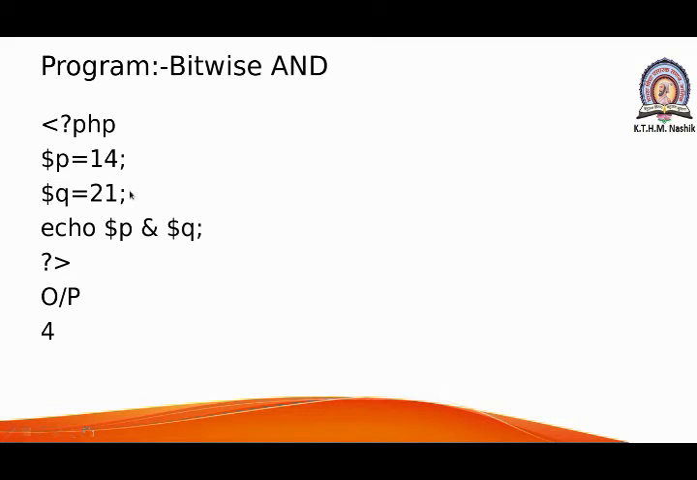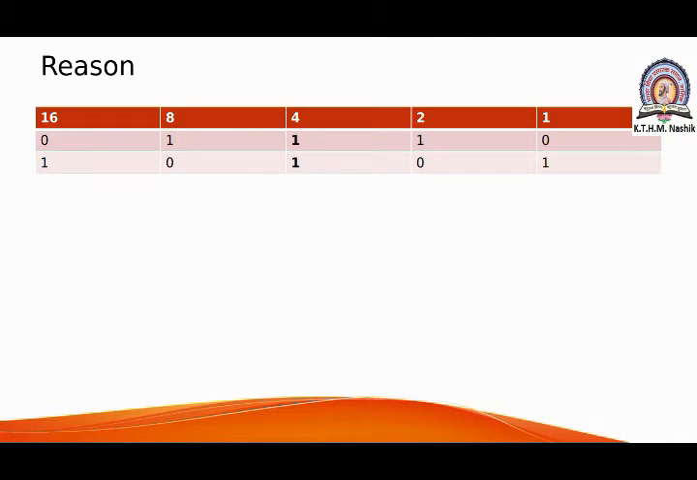That means how the value of p bitwise AND q will be calculated. Remember that we know the 8421 code, hence here we write the value of 14 accordingly. So for 8 it becomes 1, again for 4 it is 1, for 2 it is 1 and for 1 it is 0, because we want to calculate the value 14.